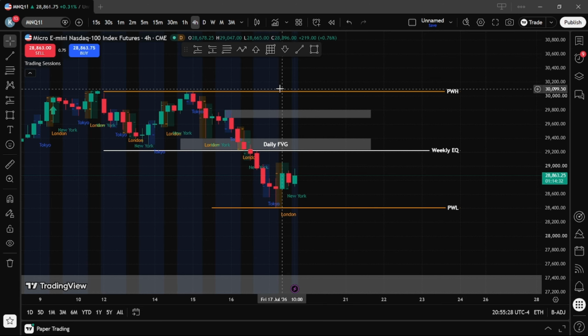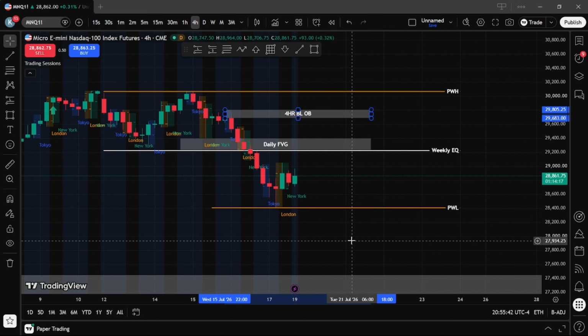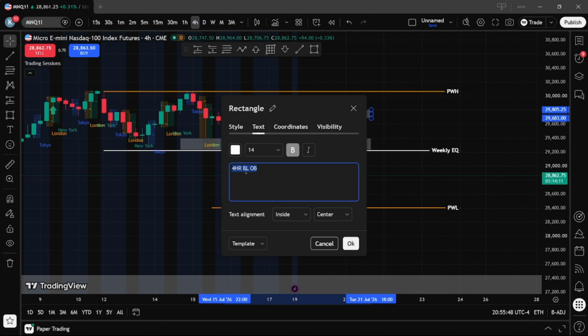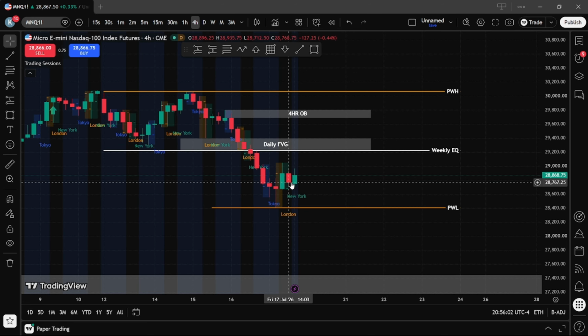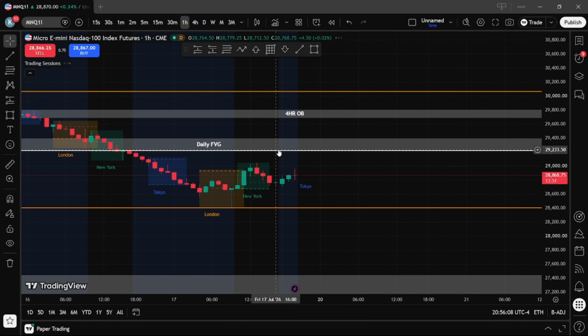I don't think price is going to go any higher than that. I'll just put that as... always label them right too, BL, so we know which side it's on. Boom. But if I were to look for price to do anything that relates to this daily fair value gap as we go above this weekly equilibrium, this middle point, it would be on the 1 hour.